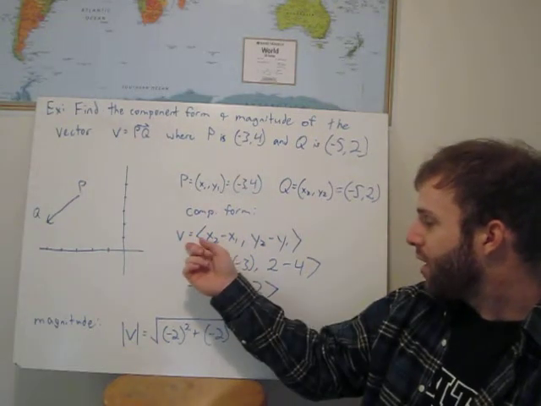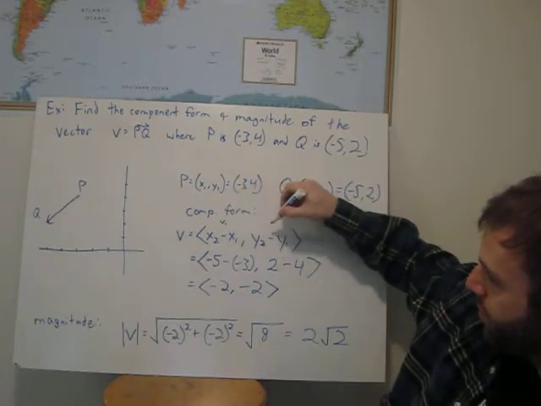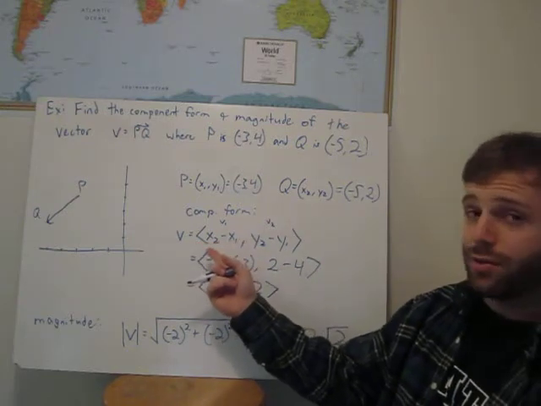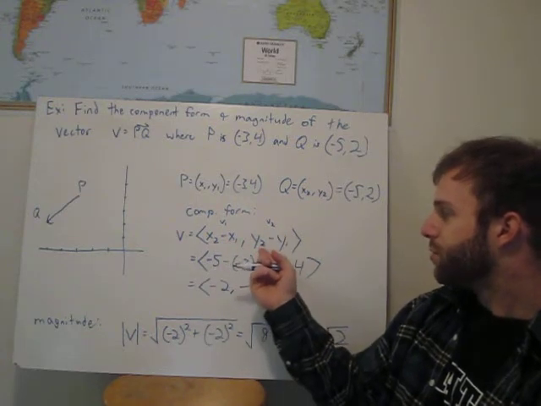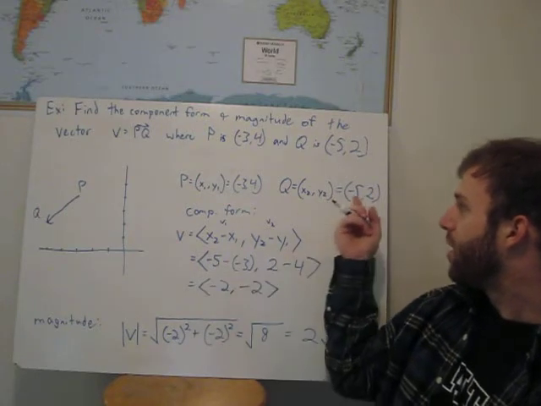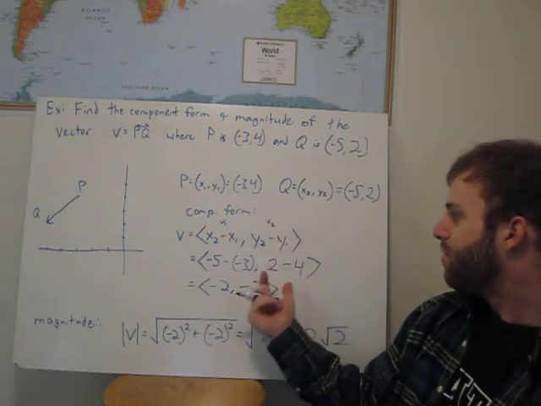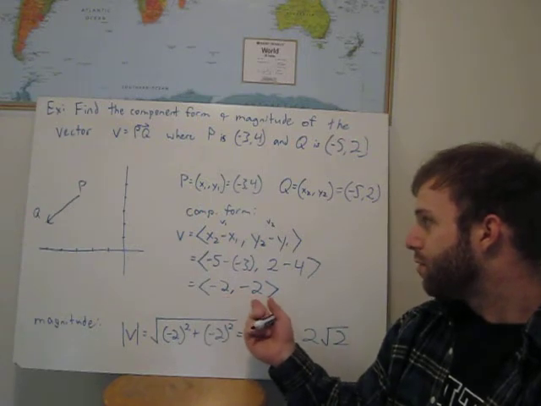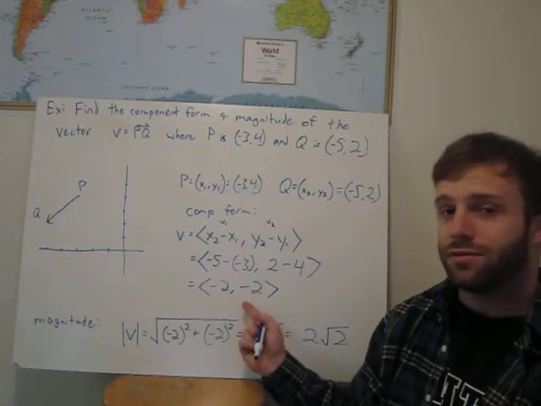We want to know the component form. We're going to take v equal to, I should probably write this here. Remember we had v1 first and v2. So v1 is equal to x2 minus x1, and v2 is equal to y2 minus y1. We take our x values: -5 minus -3 in the first spot, and 2 minus 4 in the y spot. That's going to give us -2, -2. So that's the component form of our vector. Our vector itself is -2, -2.